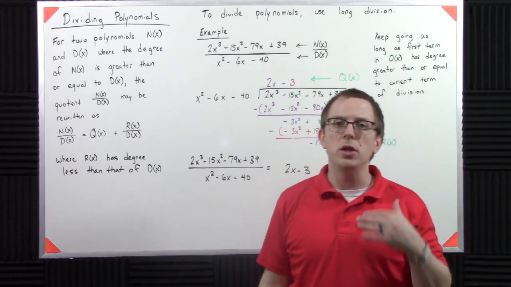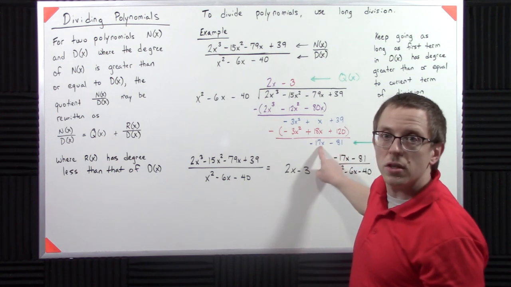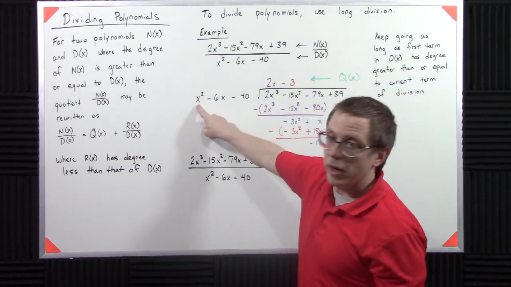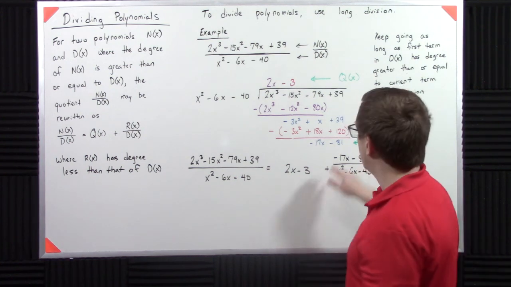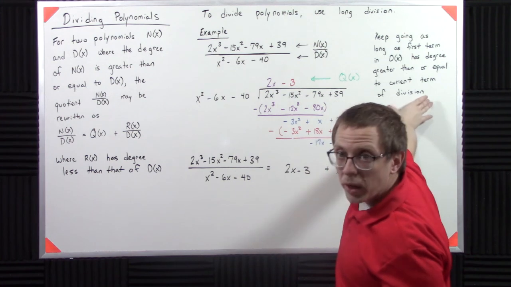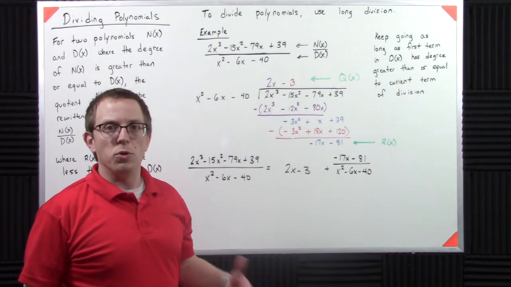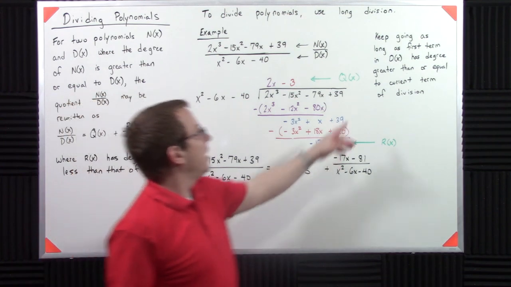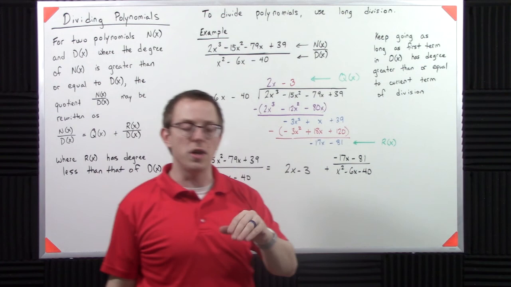1 minus 18 is minus 17. 39 minus 120 is minus 81. So now I take a look at this one more time and I go, okay, is the degree of this smaller than the degree of that? And the answer is yes. So since it is smaller, strictly less than, I can stop. So again, you keep going until you have to stop. It's not very useful, but the idea is, when this degree is strictly less than that degree, you know you can stop.